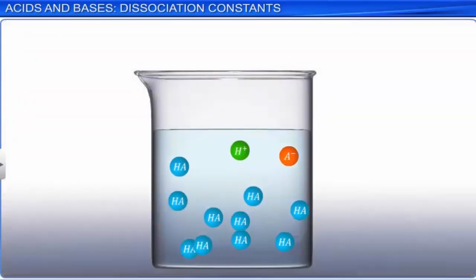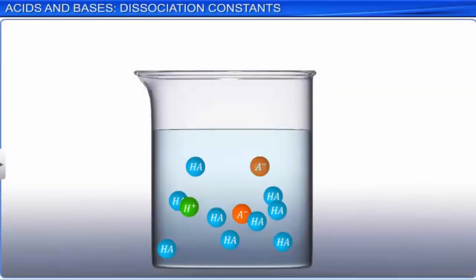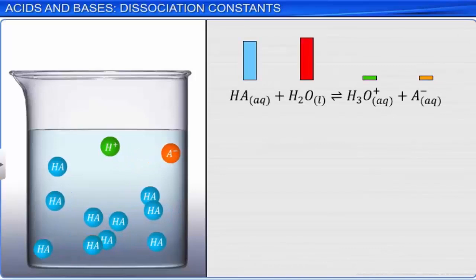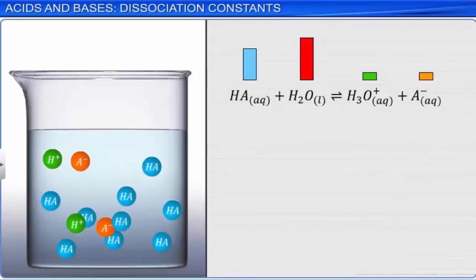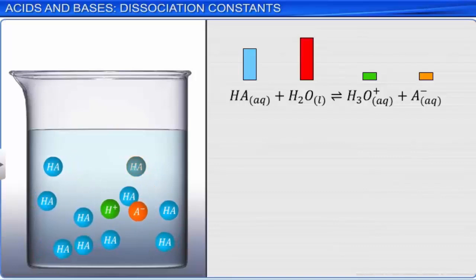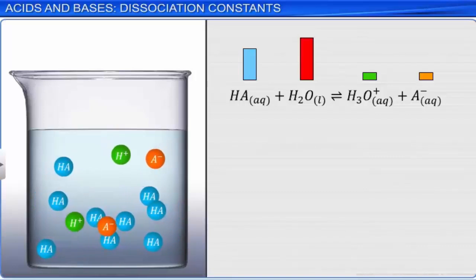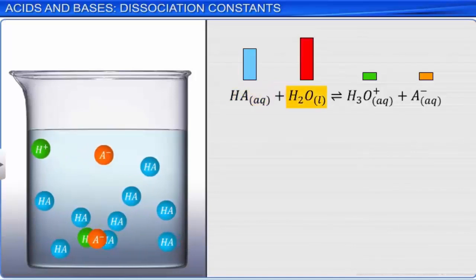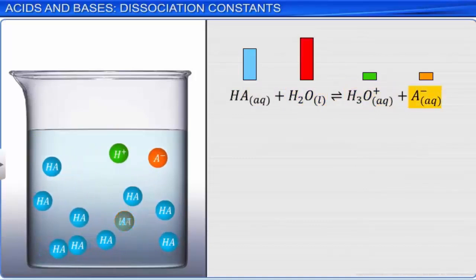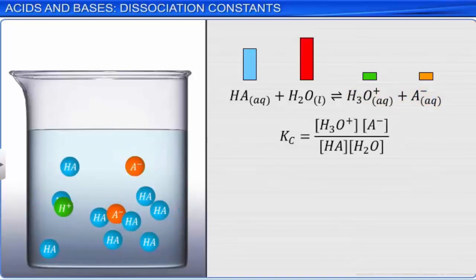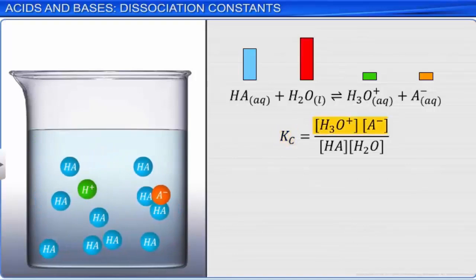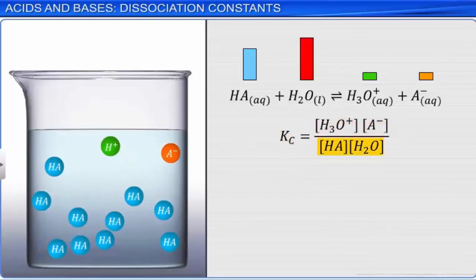Consider the dissociation of weak acid HA in water to derive the expression for its dissociation constant. As we know, weak acids dissociate to a very limited extent in water. Equilibrium between the dissociated ions and undissociated molecules is established soon. This equilibrium can be expressed as HA(aq) + H2O(l) in equilibrium with H3O+(aq) and A-(aq). The equilibrium constant for this reaction can be written as Kc is equal to the product of concentration of H3O+ and A- ions divided by the product of concentration of HA and H2O.